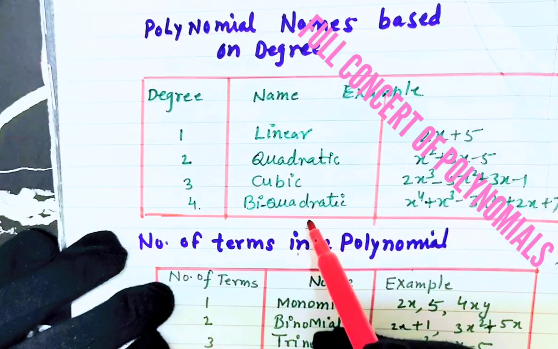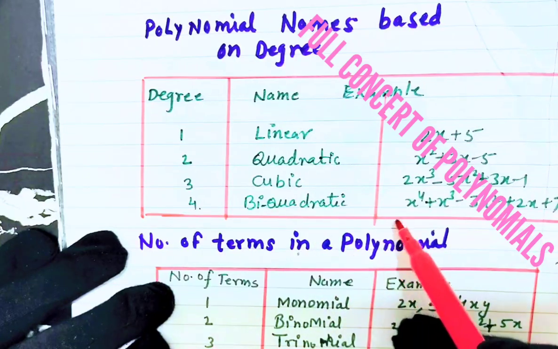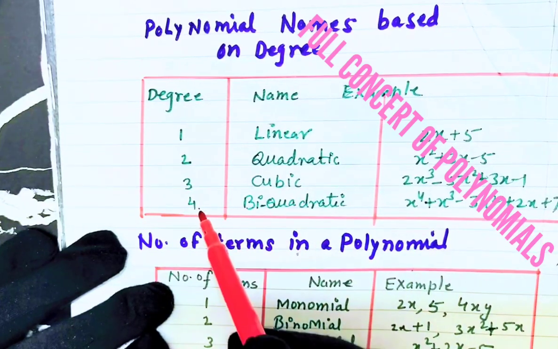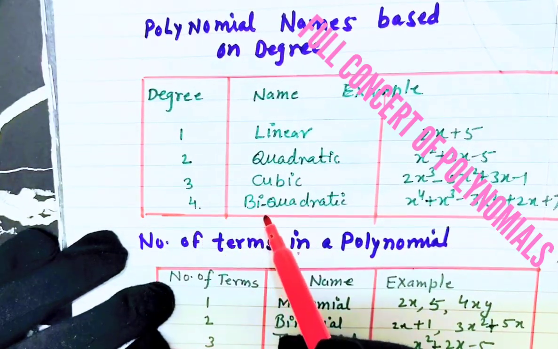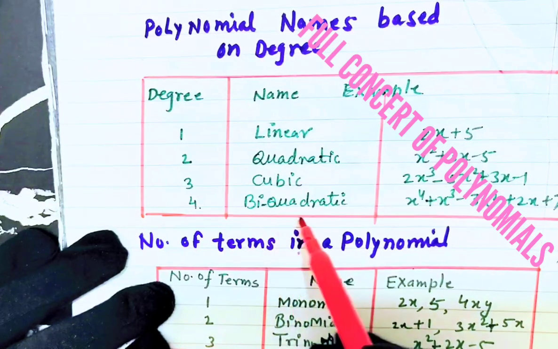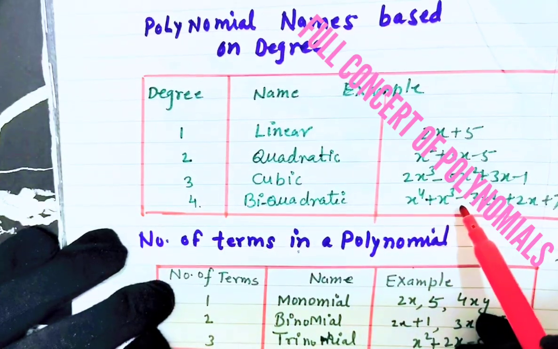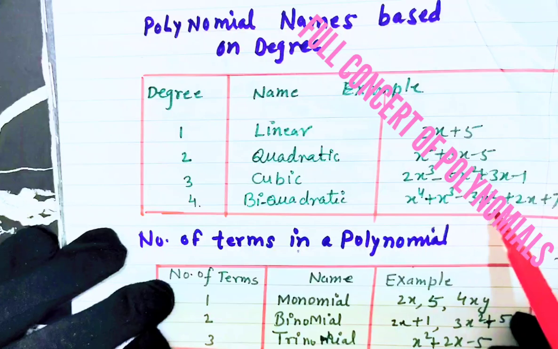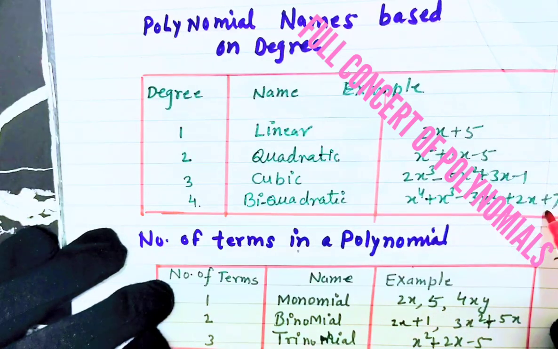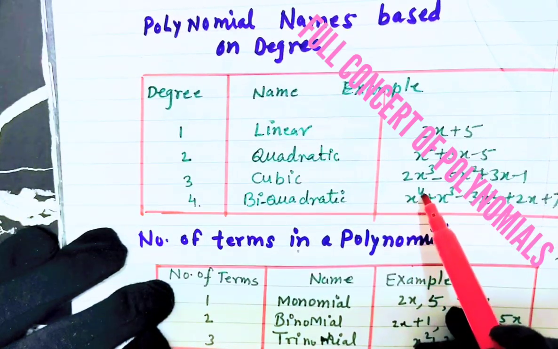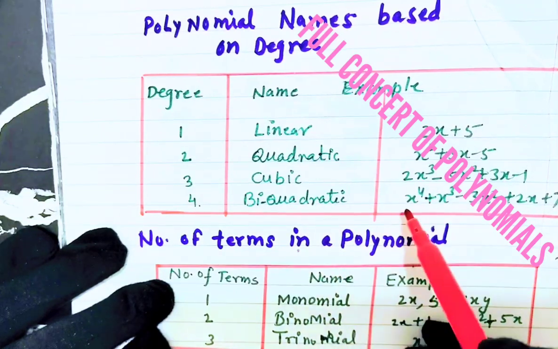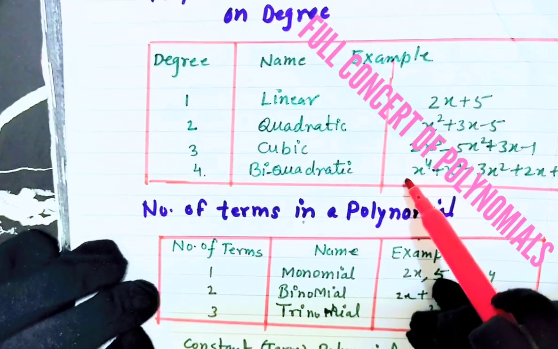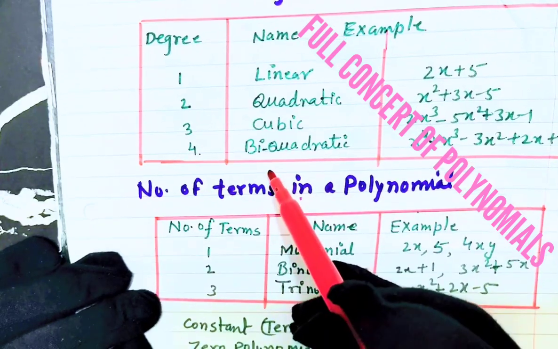And the next one is x to the power 4. If the degree is 4, then it will be called a biquadratic polynomial. For example, x to the power 4 plus x cube minus 3x square plus 2x plus 7, because its highest variable power is 4. That's why it is called the biquadratic polynomial. Its degree will be 4.